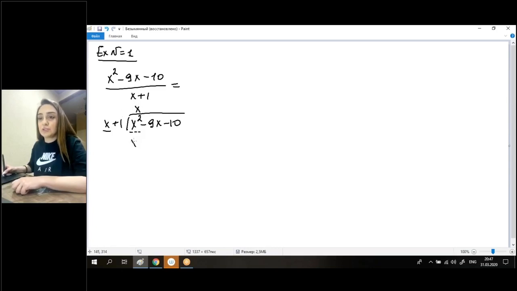x times x will be x squared, x times 1 will be positive x. Now I just subtract them. x squared and x squared are cancelling out. Negative 9x minus x will be negative 10x. Then I put down each subsequent term one by one. Okay, now the left side of my polynomial is negative 10x. By what must I multiply x to get negative 10x? By negative 10. I write here negative 10.